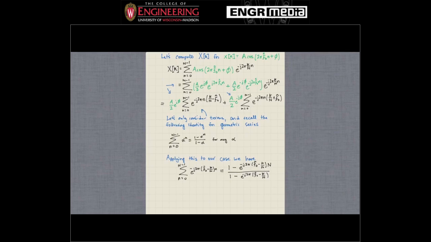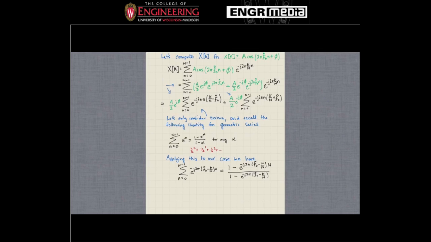What that identity is, if we have a sum of some number alpha raised to the n, and we're summing over the index n. So for example, if alpha were 1/2, then I could just write this sum as 1/2 to the 0 plus 1/2 to the 1 plus 1/2 to the 2 plus ... And there's a nice formula for that, which is written right here. That's 1 minus alpha raised to the capital N divided by 1 minus alpha.